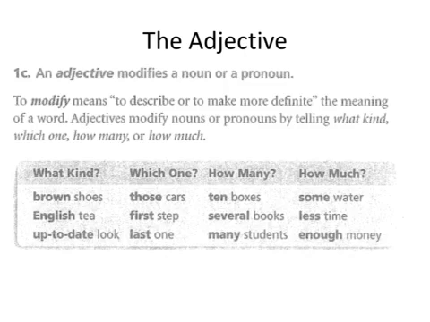An adjective is a word that modifies or describes a noun or a pronoun. So modify means it describes it or makes it more definite. And so here are some examples like what kind, brown shoes, which one, those cars, first step, how many, 10 boxes, or how much, some water. And so again, an adjective will give you more information and describe a noun or another pronoun.